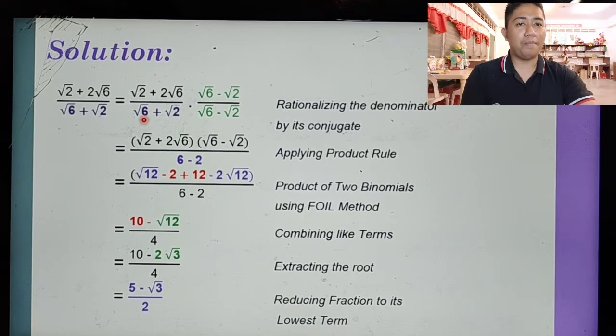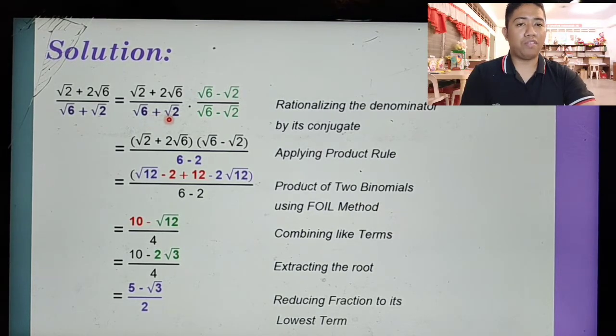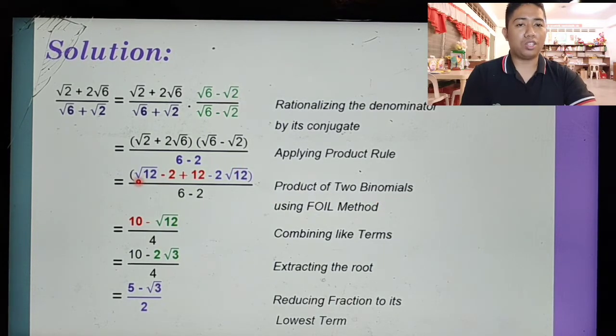And for the product of the denominator, we can apply the special product, the difference of two squares. So square root of 6 plus square root of 2 times square root of 6 minus square root of 2 is 6 minus 2. Okay, the next step is to use the product of two binomials, which gives square root of 12 minus 2 plus 12 minus 2 square root of 12, all over 6 minus 2.